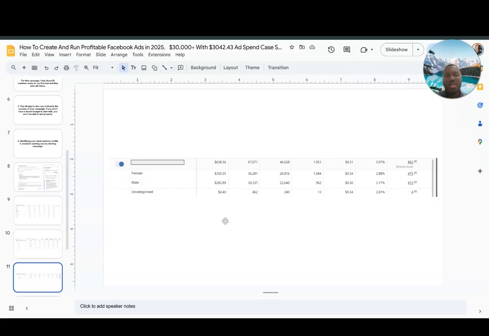So you can see $350 spent on female and $283 spent on male. So pretty much we had a decent number of people across both genders that were interested in this particular campaign.